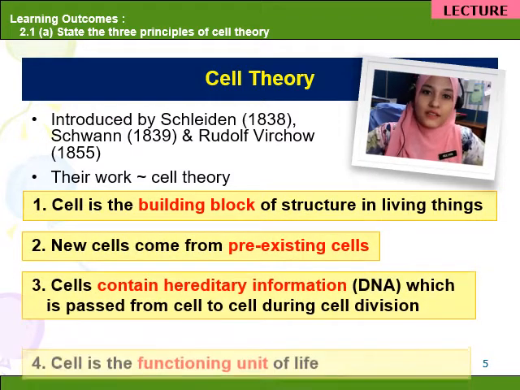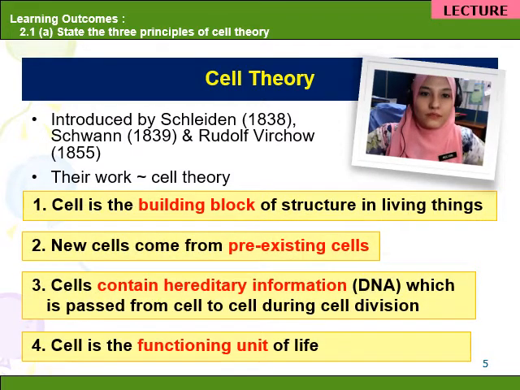They have stated that number one, the cell is the building block of structure in living things, which means every living thing must contain at least one cell. Number two, new cells come from pre-existing cells, which means that cells can divide to form new cells. And number three, DNA of a cell is passed from cell to cell during cell division. And lastly, number four, the cell is the functioning unit of life, which means for a living organism to function properly, it needs cells.